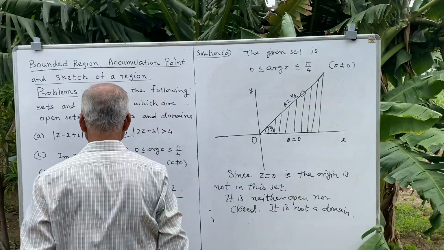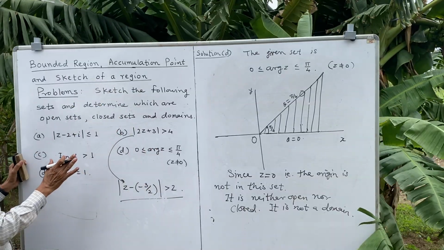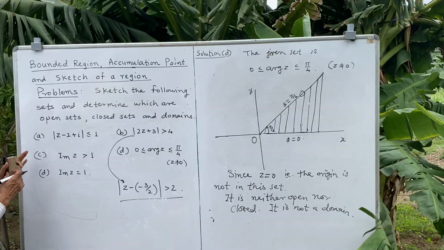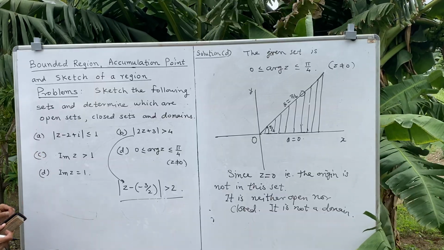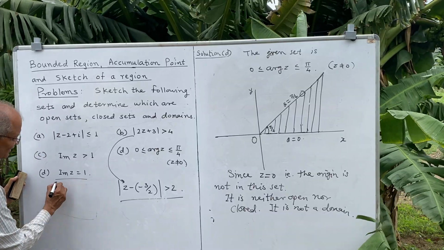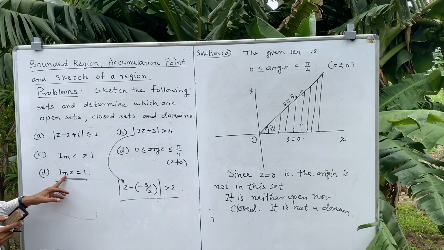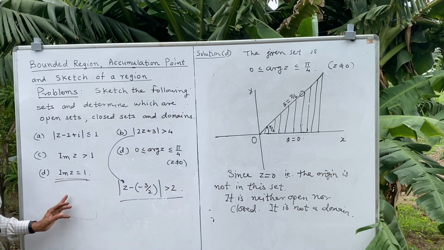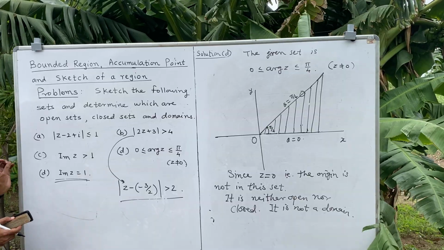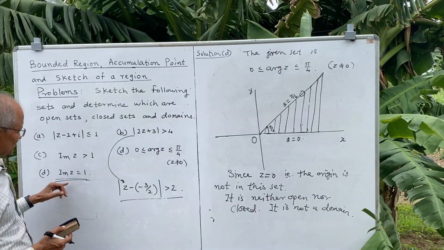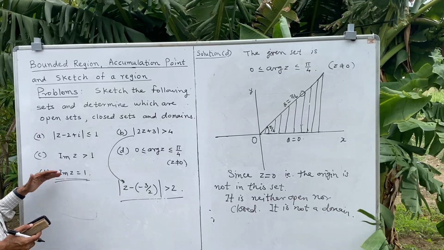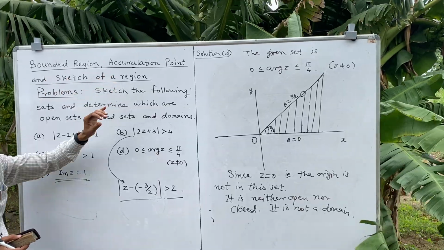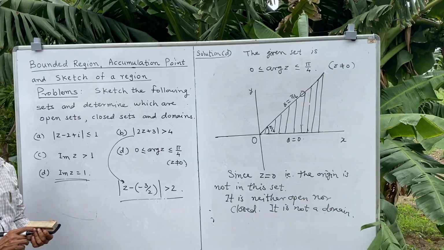And so thus we have seen how to sketch the regions in the complex plane, or how to draw a region for a given set. For this it is simple, we have seen this earlier also. Imaginary z is 1 means y is equal to 1. It is simply a line, y is equal to 1. You sketch the region for this. So in this way we have seen bounded point, region, accumulation point, and how to sketch a region. I hope you understand this.